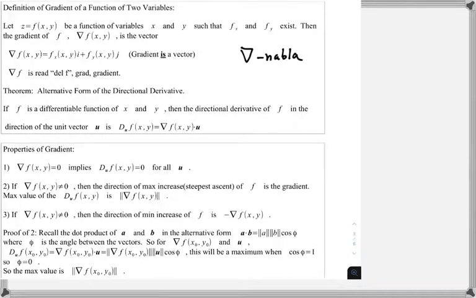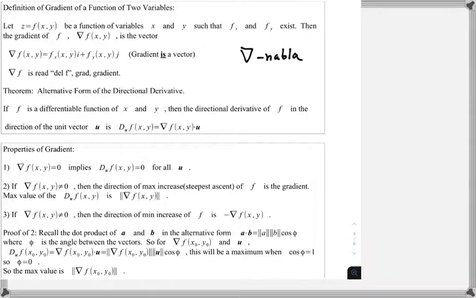Okay, we have a theorem for the alternative form of the directional derivative. If f is a differentiable function of x and y, then the directional derivative of f in the direction of the unit vector u is going to be equal to the gradient of f(x, y), which is a vector, dotted with the unit vector. So you've got a dot product of two vectors, which produces a scalar, so that looks good.